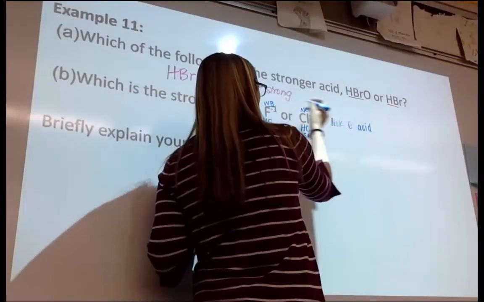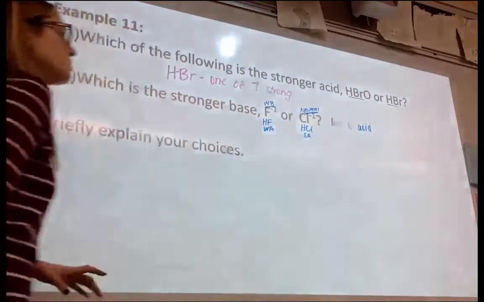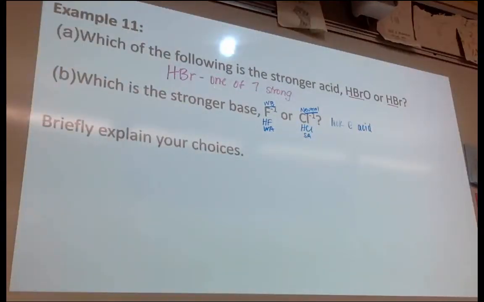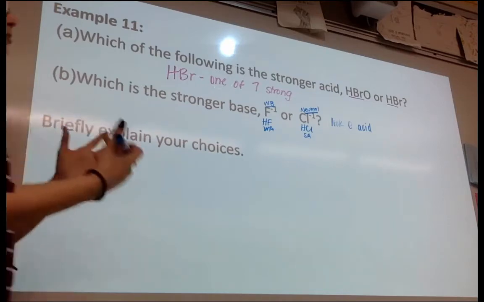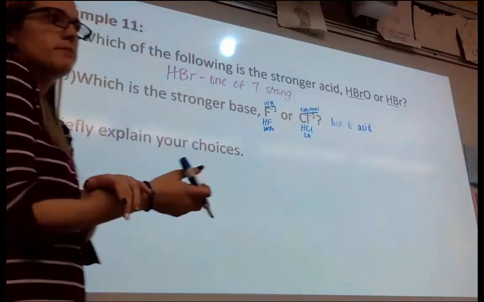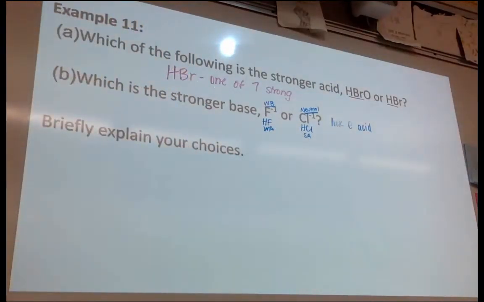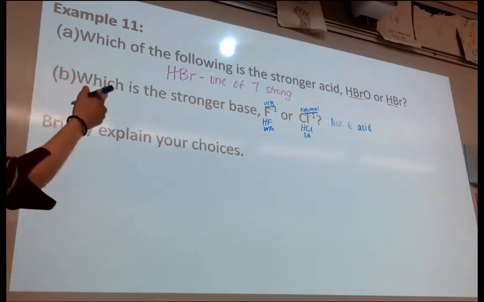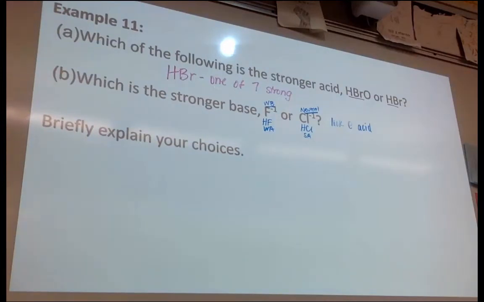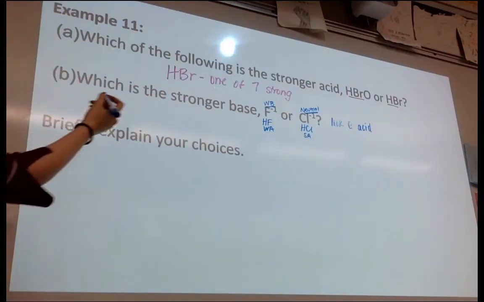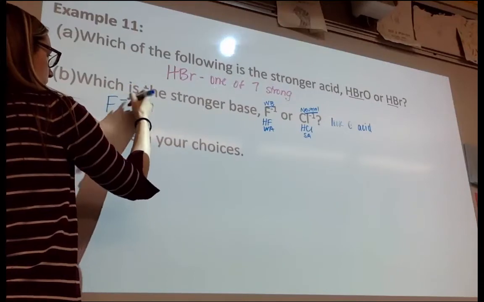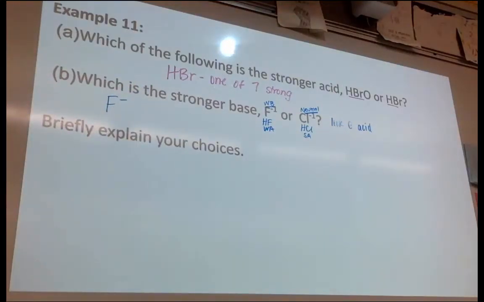So this is what we're comparing: a weak base versus a neutral substance. One of them is still a base, even though it's weak. A neutral substance has negligible basicity, meaning it's not basic. So if we look at this, F minus is a weak base, Cl minus has negligible basicity or is neutral. So which is the stronger base here? F minus.